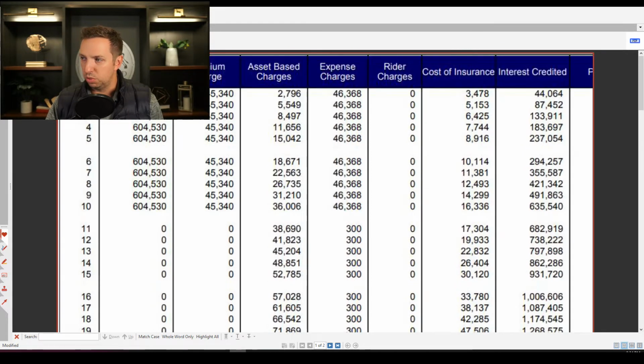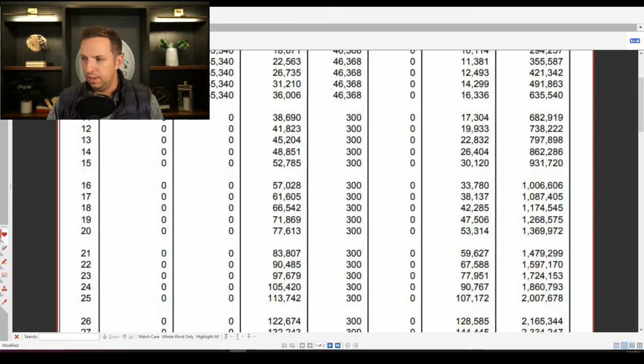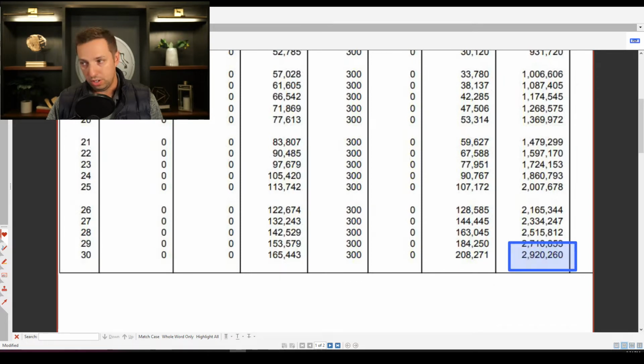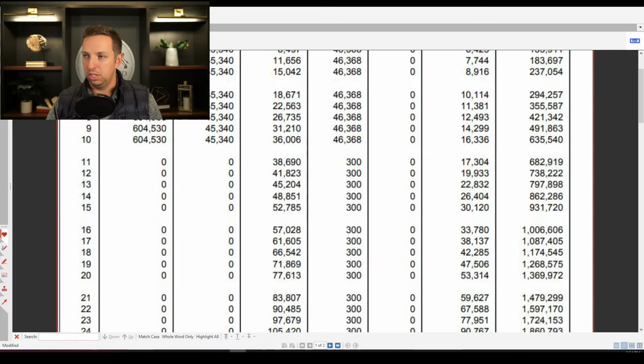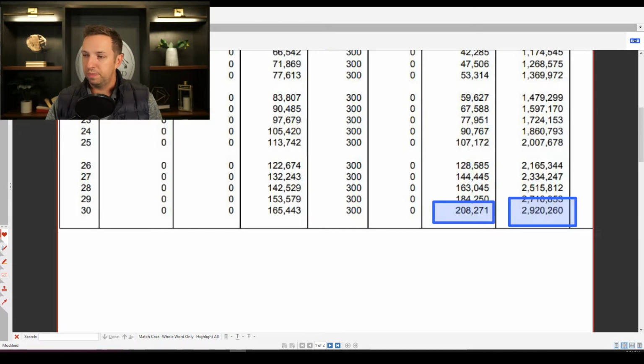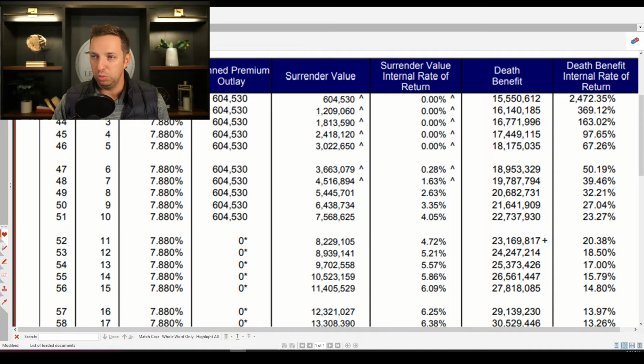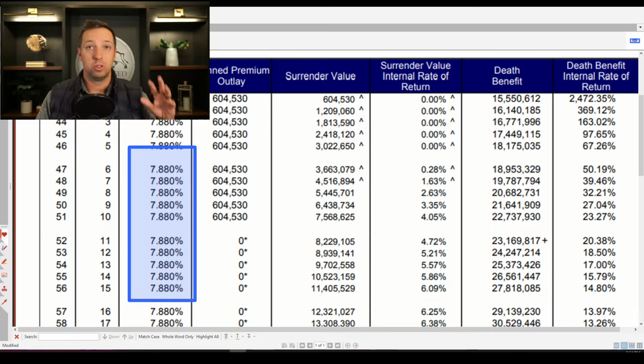the credit that is received on the policy, the interest credited, is $2.9 million. The fees are going to be your cost of insurance and your asset-based charges. Your fees are $208,000 and $165,000, a total of $373,000 in fees. But this $2.9 million credit assumes a 7.8% return. So this policy is assuming 7.8% in every single year, which you and I both know is not going to happen. It's impossible that you get 7.88% on the nose every single year.